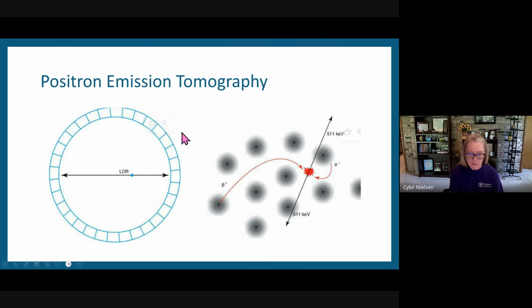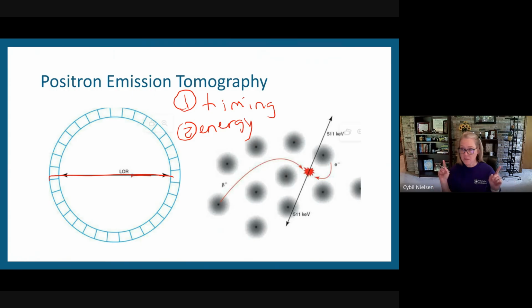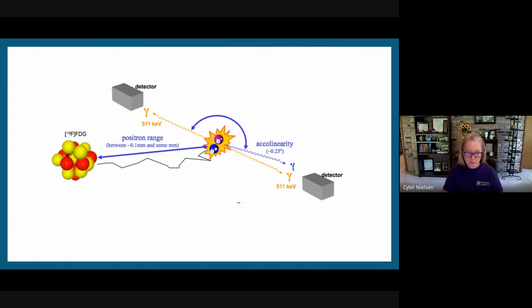All right, so when the annihilation happens, it hits opposite detectors, and it has to pass two tests. Do you know what the tests are? Timing and energy. It has to hit the opposite detectors at the same time, and it has to be within the right energy range. All right, so two sources of error that we need to know about. First one is that positron range that we were talking about. The further it travels, the more error that's going to be introduced into your image. That's the first source of error.